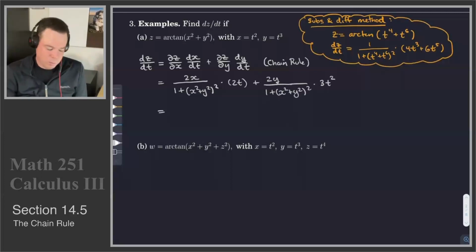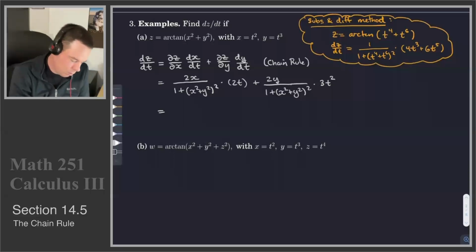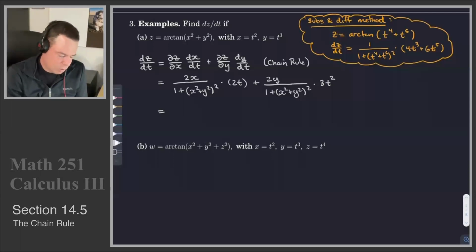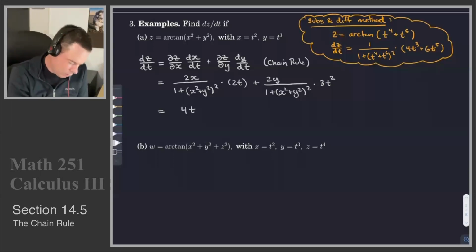And at this point, we've kind of got things mixed in the sense that our partials are in x's and y's, but our derivatives of x's and y's with respect to t are in terms of t. So let's just put everything in terms of t, the final variable that z is a function of. So that would be 2t. Actually, I'll multiply these together. So it's 2x times 2t. So that's 4xt, but x is t squared. So this is 4t cubed.